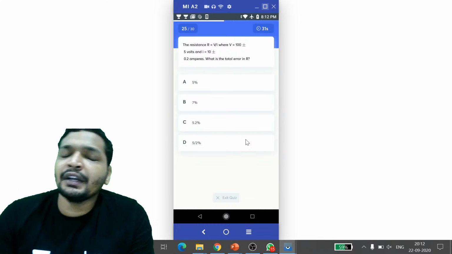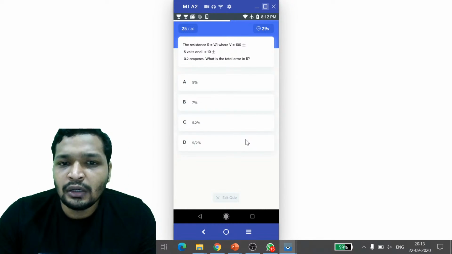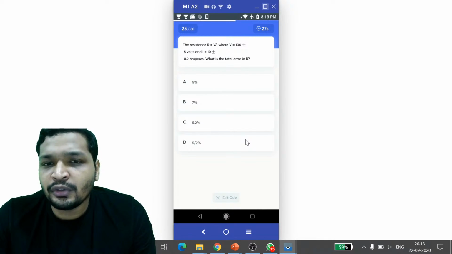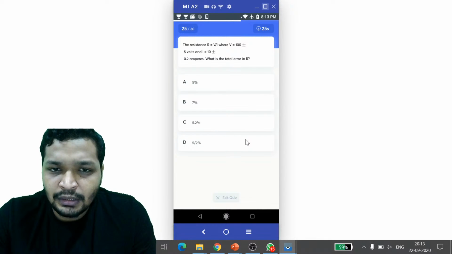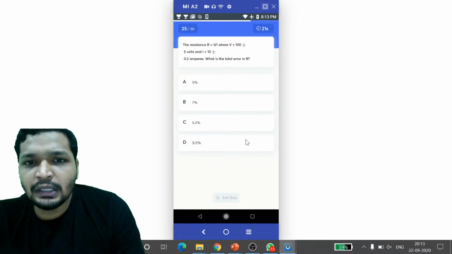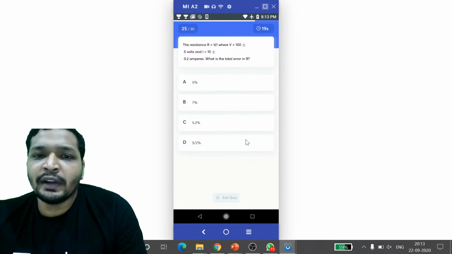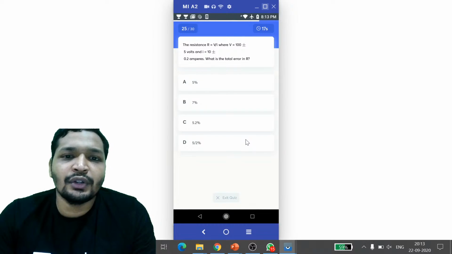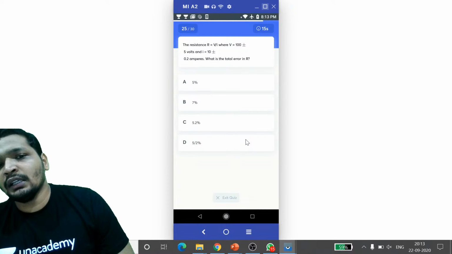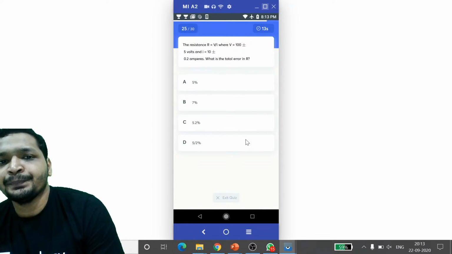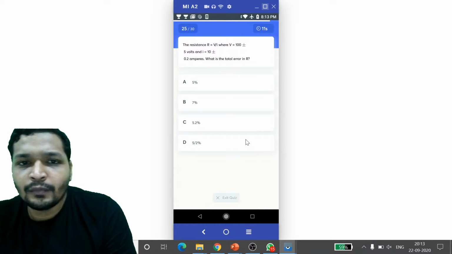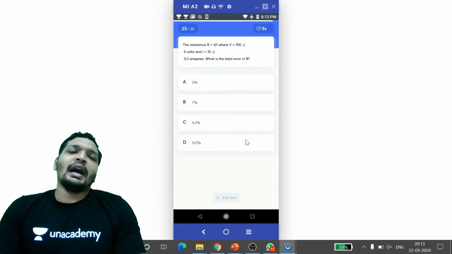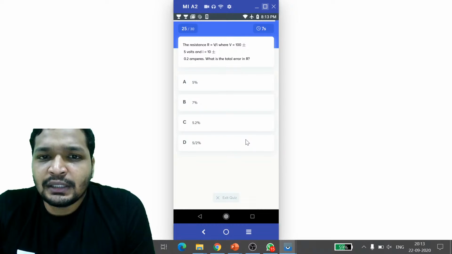5 divided by 100 into 100 is the error in potential. That's going to be 5%. I think there are only 2 options above 5%, probably it's B. But anyway, 0.2 divided by 10 into 100 is going to give you the percentage error in resistance. So it's basically B. You'd add the errors by taking the percentage errors.